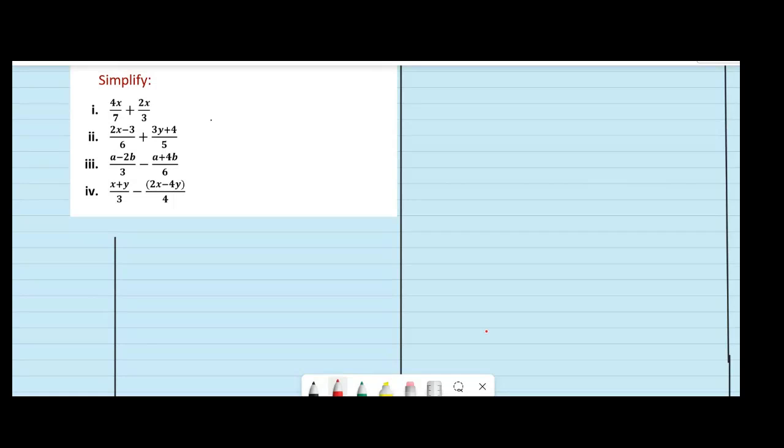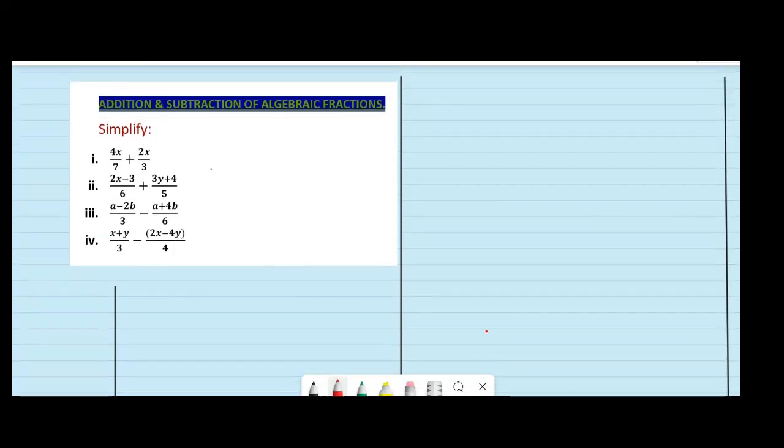In this video, we'll be talking about addition and subtraction of algebraic fractions. Alright, what do we mean by an algebraic fraction? An algebraic fraction is a type of fraction where the numerator and/or the denominator contains an algebraic expression.